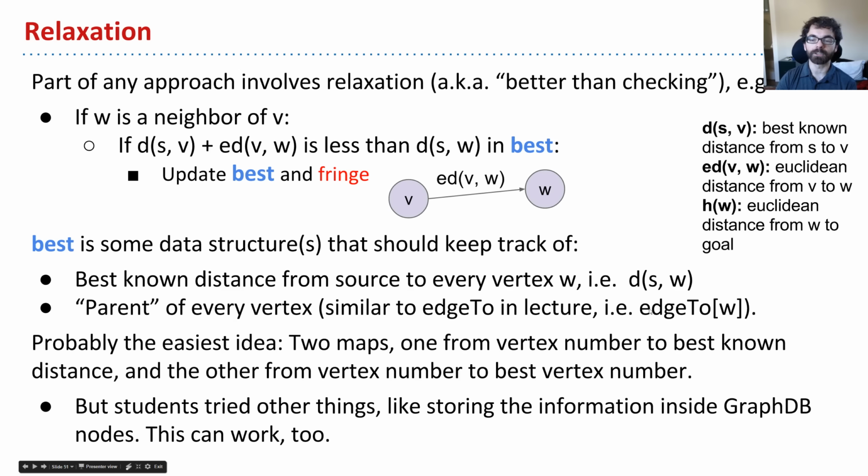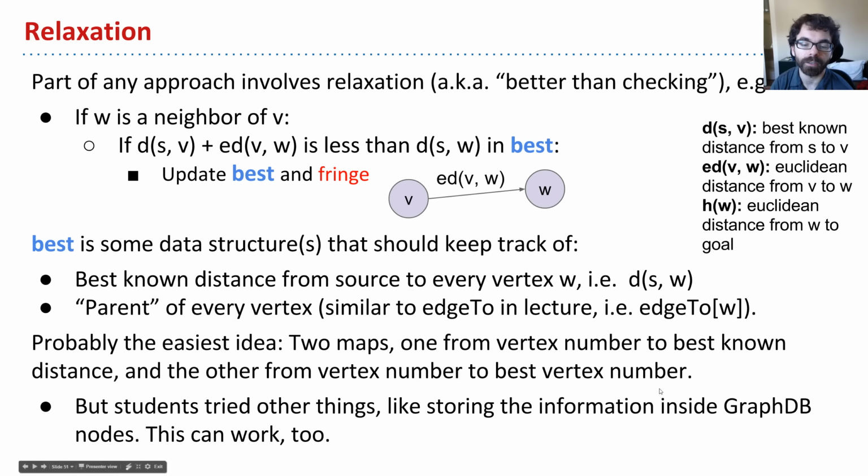In lecture we used an edge to array, but that doesn't really make sense for this assignment because our vertices are not numbered 0 through V minus 1. So you'll just need to keep track of this information somewhere. I think the easiest idea is to have two maps. One maps from vertex number to best known distance, that would be DSW, and the other goes from vertex number to best parent vertex, so edge to W equals V. You can also read this as parent.